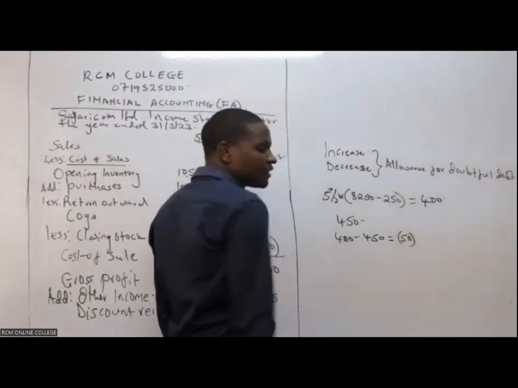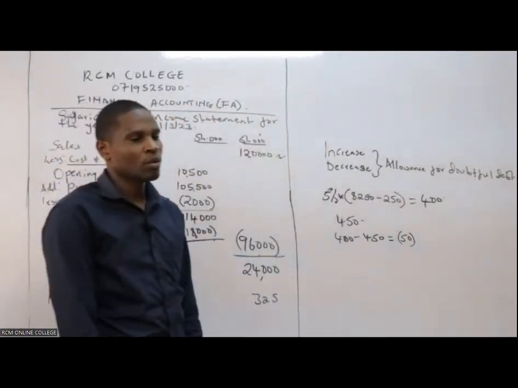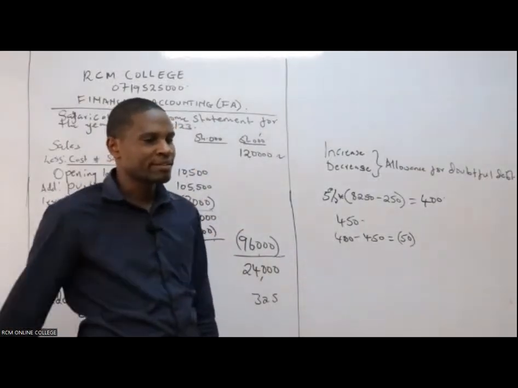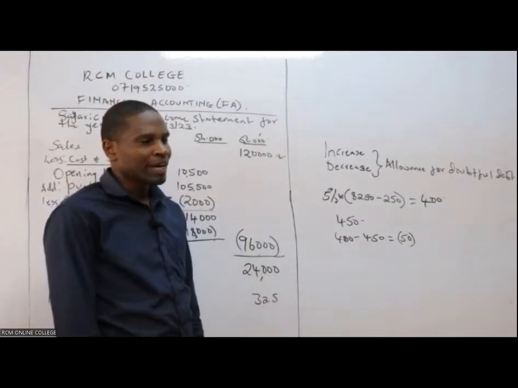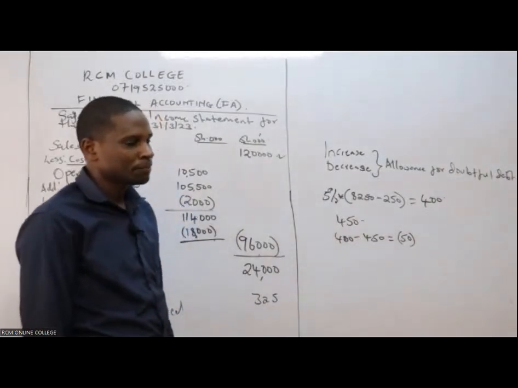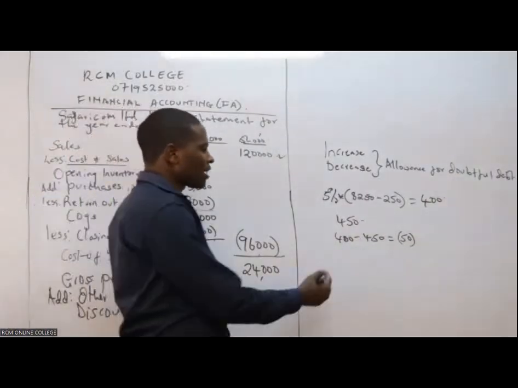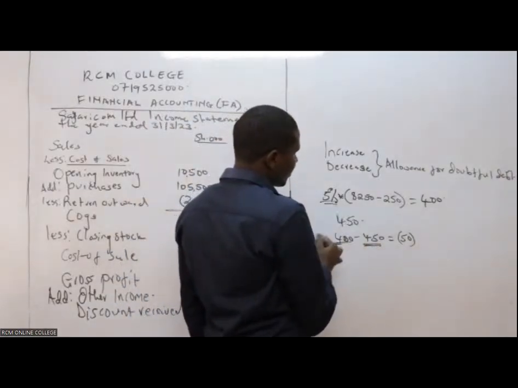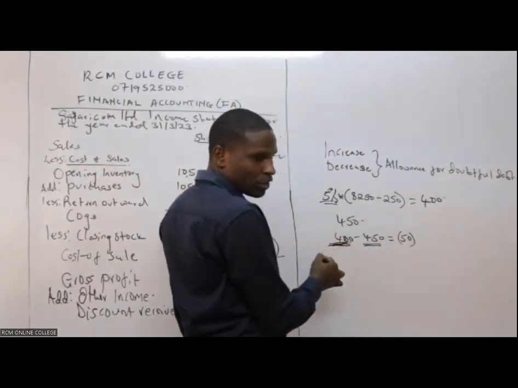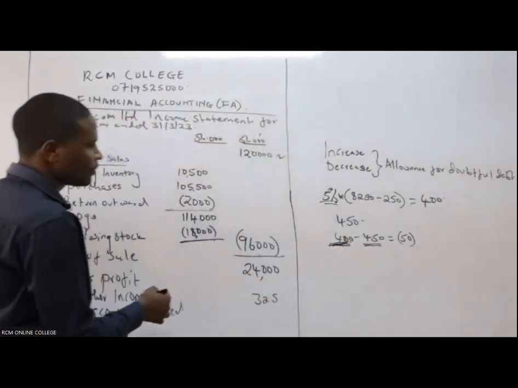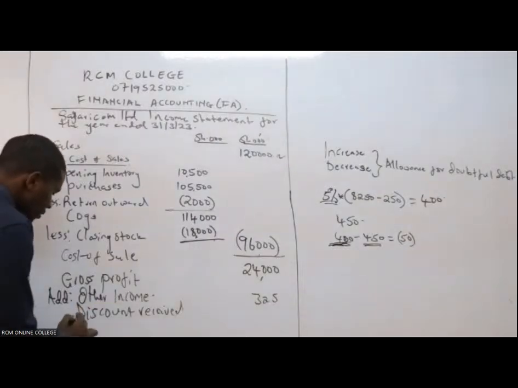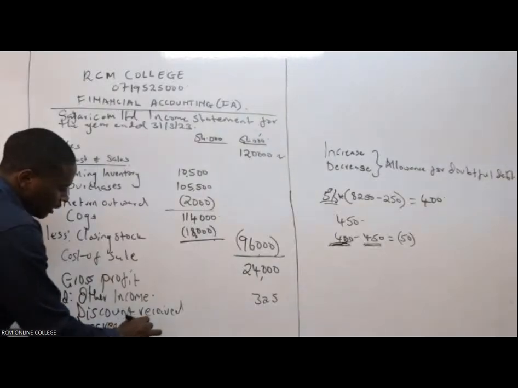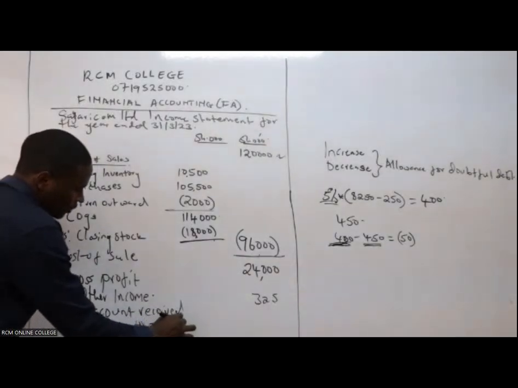So was there a decrease or an increase? In the trial balance, we had 450 provided, and then the allowance, the 5%, was 400. So there was a decrease. Therefore, the 50 is an income. So decrease for allowance for doubtful debt.